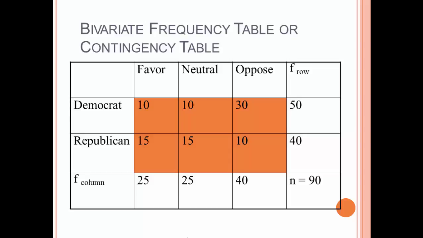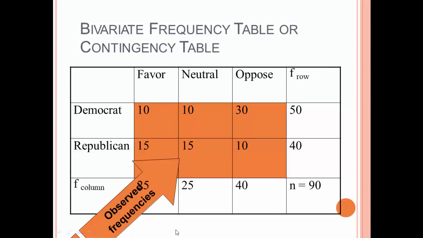The first column total is 25, the neutral column total is also 25, and the opposed column total is 40. So as a whole we get 90 as the grand total.